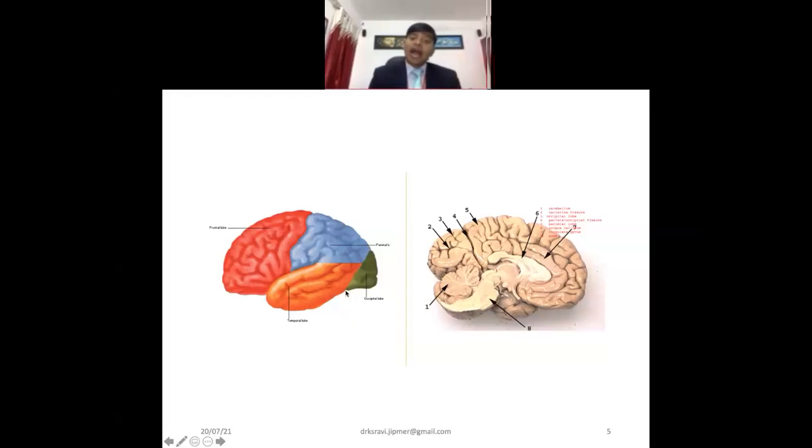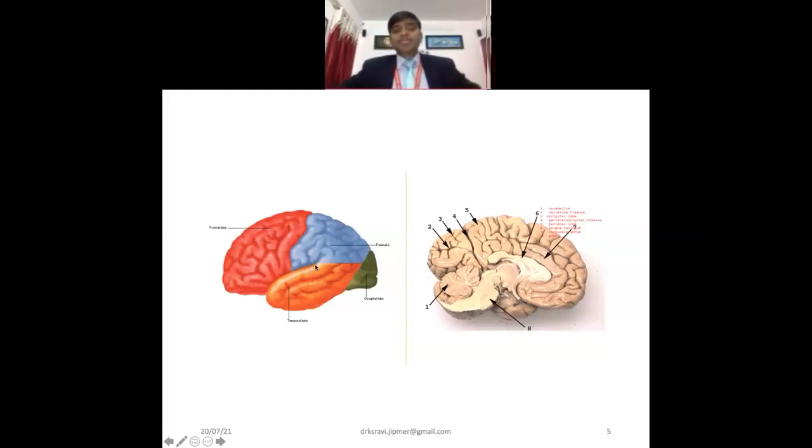We need to draw another imaginary line from the lateral sulcus. As I said, the lateral sulcus has three rami: the anterior ramus, the ascending ramus, and the posterior ramus. In this diagram, this is the anterior ramus, over here we have the ascending ramus, and this is the posterior ramus of the lateral sulcus.